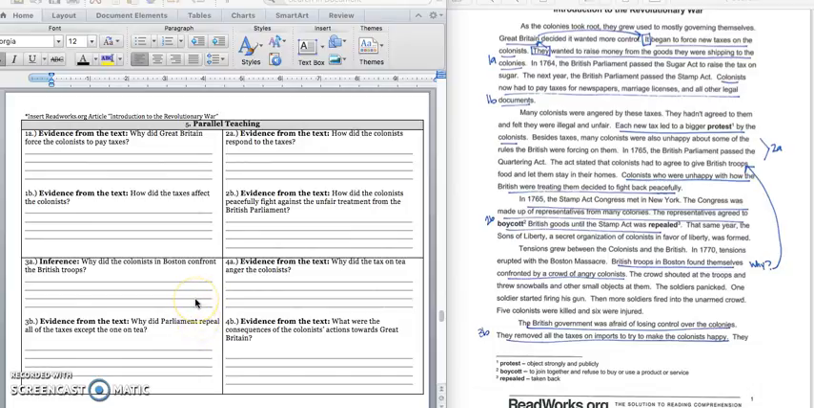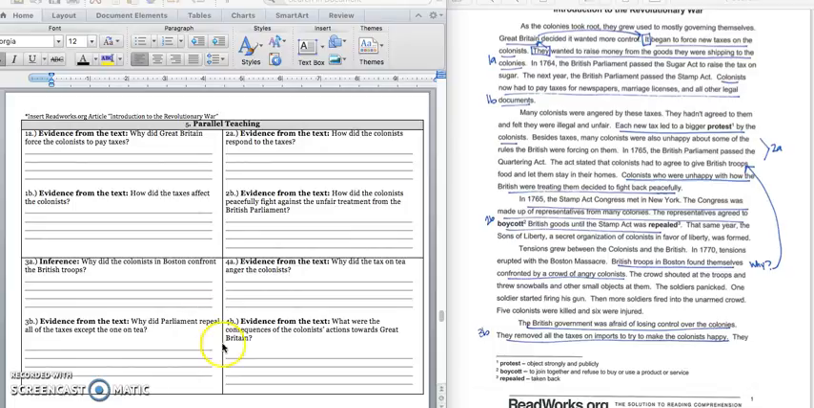And so in 3A, we would write, the Boston colonists confronted the British soldiers because they were angry that they were living in their homes and enforcing the king's taxes. Press pause to write down your answer and play when you're ready for 3B.